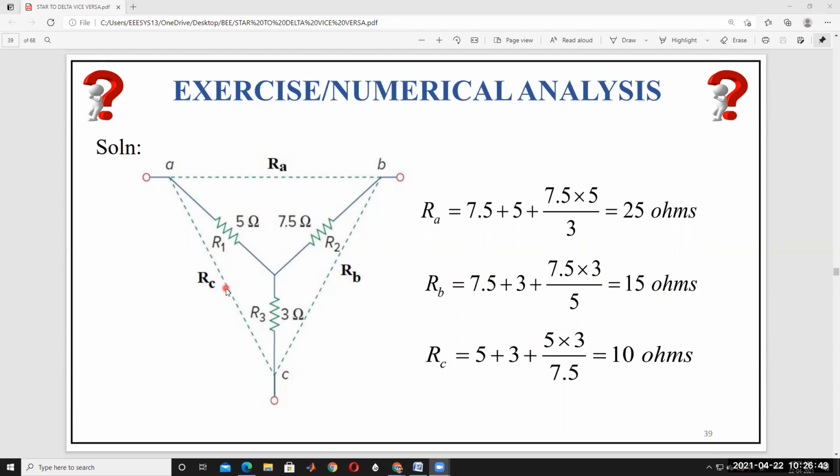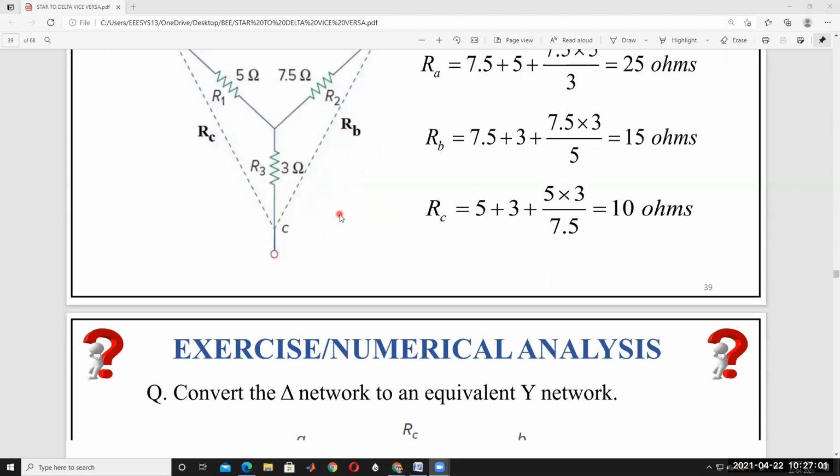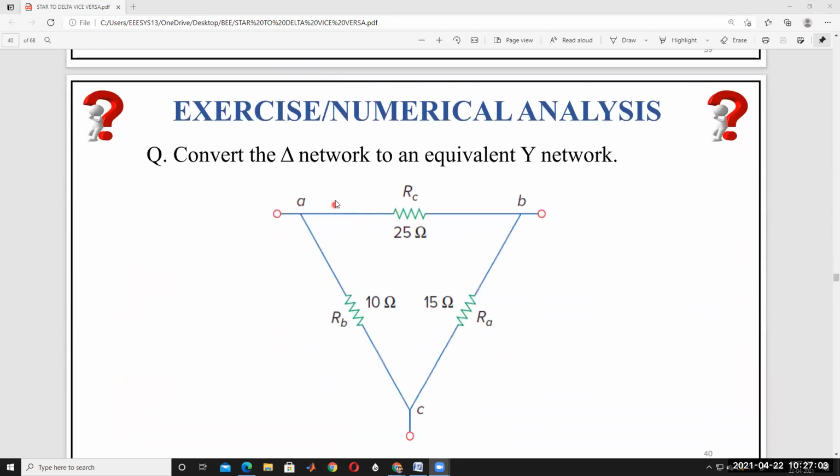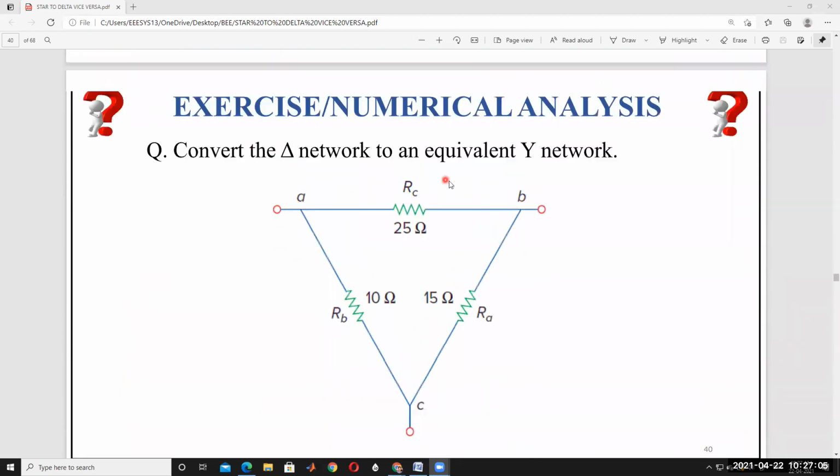Similarly, RC is equal to 5 plus 3, addition of these two resistors, and multiplication of these two resistors by the remaining resistor, 5 plus 3 plus 5 into 3 divided by 7.5. So we'll get 10 ohms. This is the simple problem, star to delta conversion. Okay. And then convert delta network into a star network.